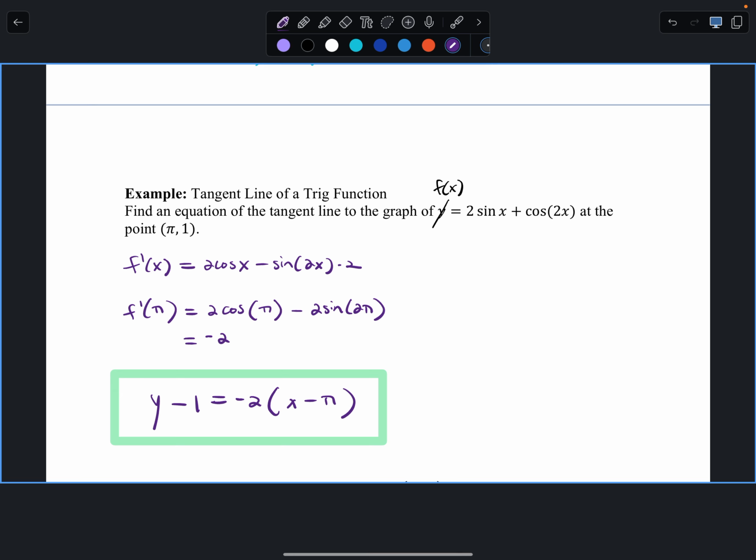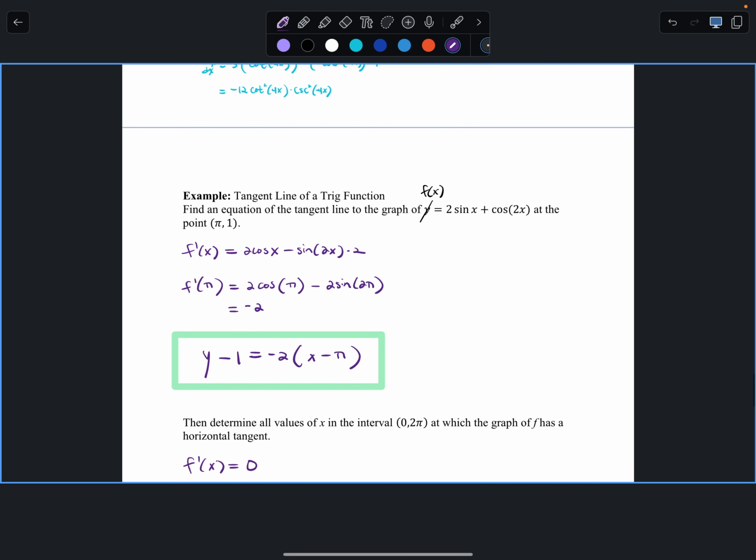So for finding f prime, just knowing the derivative of sine is cosine and then doing a little chain rule for finding the derivative of cosine of 2x. For f prime of pi, remembering cosine of pi would be negative 1 and sine of 2 pi would be 0, f prime of pi is negative 2.